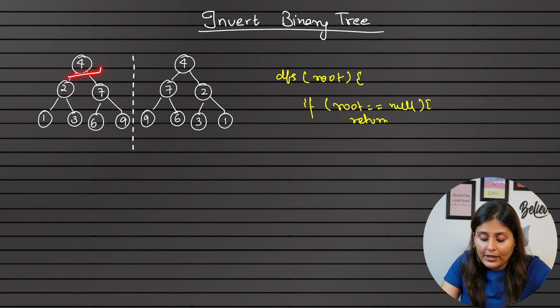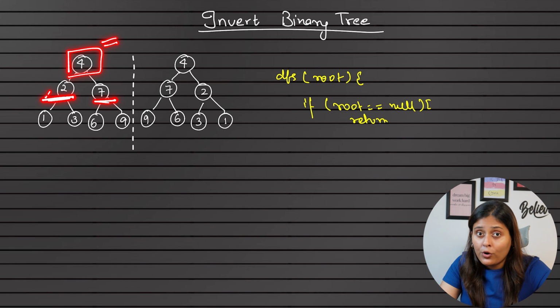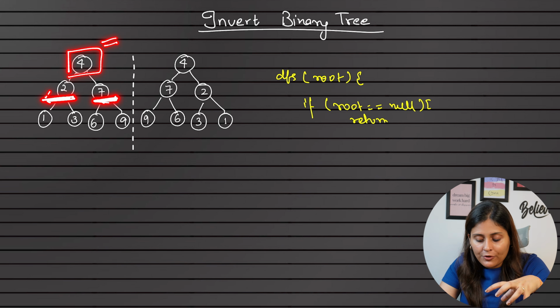Now here we are, it is not null. Now what is our task? Our task is this and this. Before going to the left side and right side, we have access to the left node and right node, right? Because we are at root. So we have root dot left and root dot right. So our task is to swap both of these.